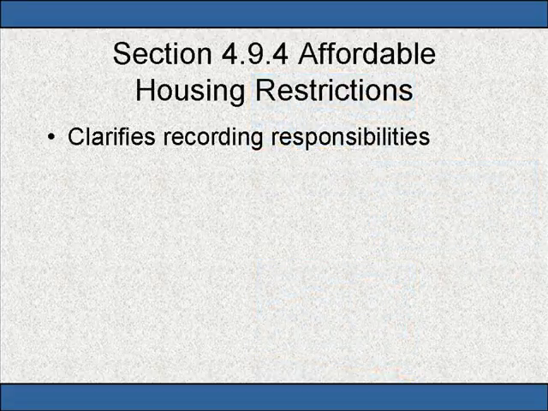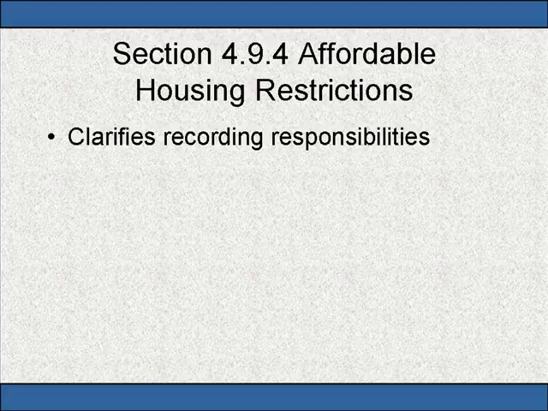Finally, changes in Section 4.9.4 Affordable Housing Restrictions are being made to clarify who is responsible for recording the decisions at the Registry of Deeds. As you can see, the changes that are included here are all editorial type changes to the Affordable Housing Bylaw. All are important, and the Planning Board urges your approval of these changes at town meeting.